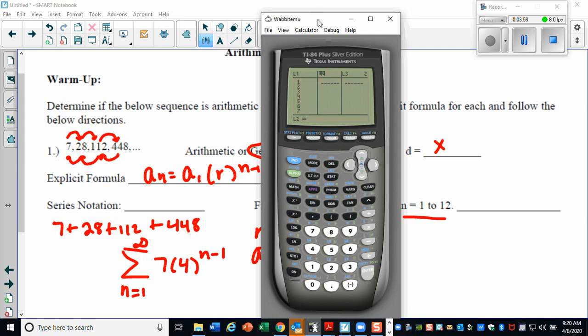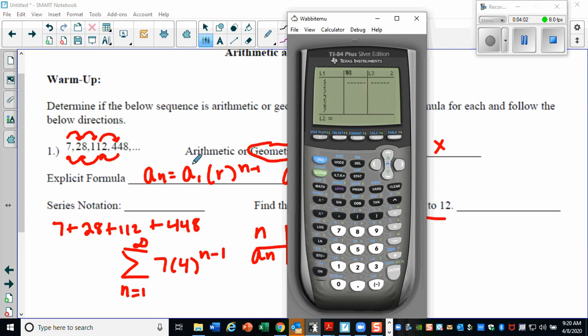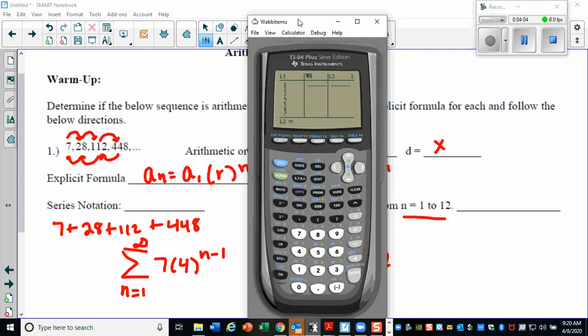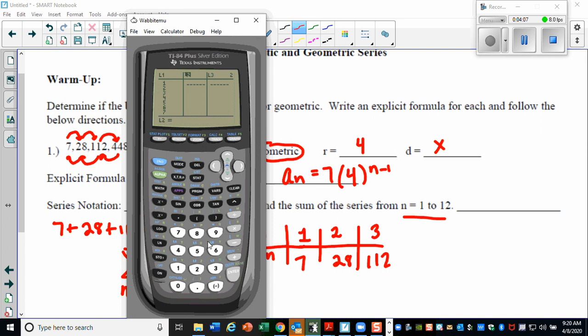So what is our formula here? Our formula takes a sub 1, which in this case is 7. So I'm going to type in 7 times, make sure you put this in parentheses, 4, all raised to the n minus 1. Now n is you plugging in 1 through 12, so we're gathering those numbers from list 1. So we go second L1, minus 1, and then hit Enter, and notice that gives you all of your Y values: 7, 28, 112.